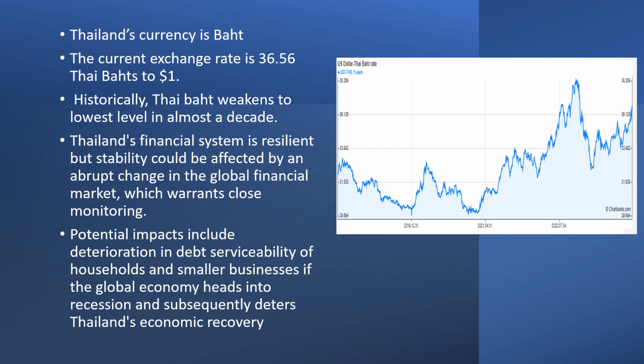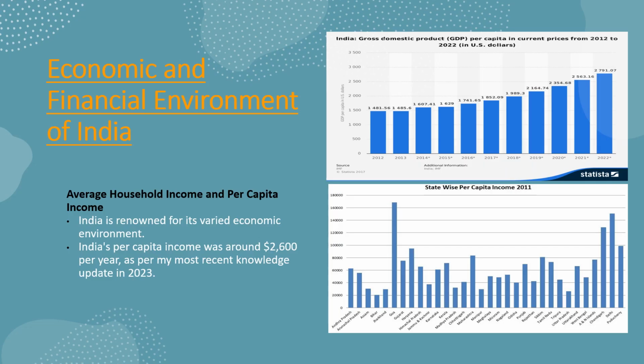Thailand's currency is the baht, and the exchange rate is 36.56, meaning $1 is 36.56 Thai baht. Historically, the Thai baht weakened to its lowest level in almost a decade, and its financial system is resilient. Its stability could be affected by any change in the global financial market. And so let's come to the other country, that's India.